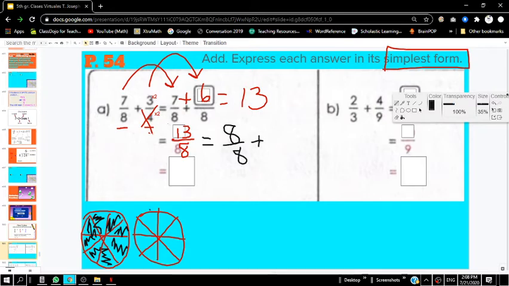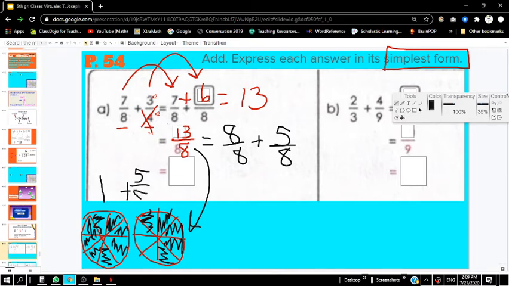plus 9/8, 10/8, 11/8, 12/8, 13/8 plus 5/8. Okay, as you can see, I represented 13/8 on the bottom. This is 1 whole plus 5/8. In other words, our answer is 1 and 5/8.